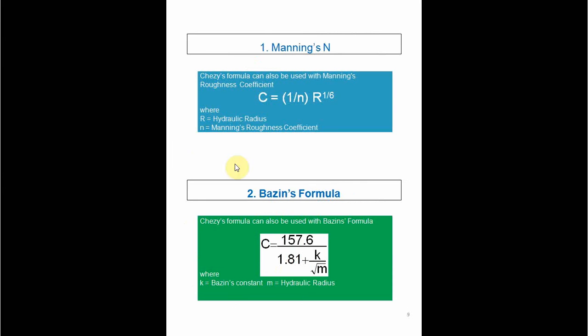Okay, then Manning's n. This is the Manning's formula. So Chezy's formula can also be used with the Manning's roughness coefficient, where C is 1 upon n into R raised to 1 upon 6, where R is the hydraulic radius and n is the Manning's roughness coefficient. Then it can be related to Bazin's formula. So Chezy's formula can also be used with Bazin's formula, that is C is equal to 157.6 divided by 1.81 plus k divided by root of m, where k is the Bazin's constant and m is the hydraulic radius.